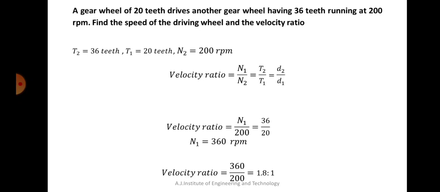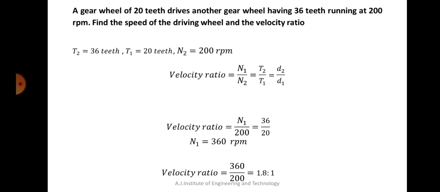Read the question here. A gear wheel of 20 teeth drives another gear wheel. That means the gear wheel with 20 teeth becomes the driver. So that has to be N1, considering the first gear. So T1 is 20. It drives another gear wheel, which means that becomes the driven, of 36 teeth. So T2 will be 36, which is running at 200. That means T2 is 36 and N2 is 200.